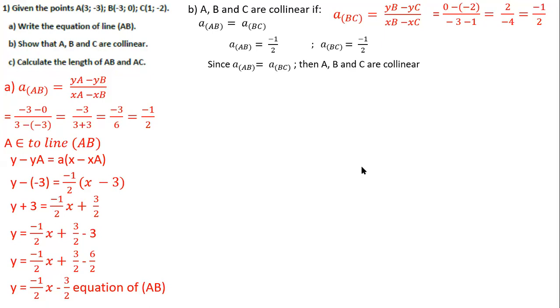Yes. How can we calculate the length of AB, Fadl? AB is equal to what?